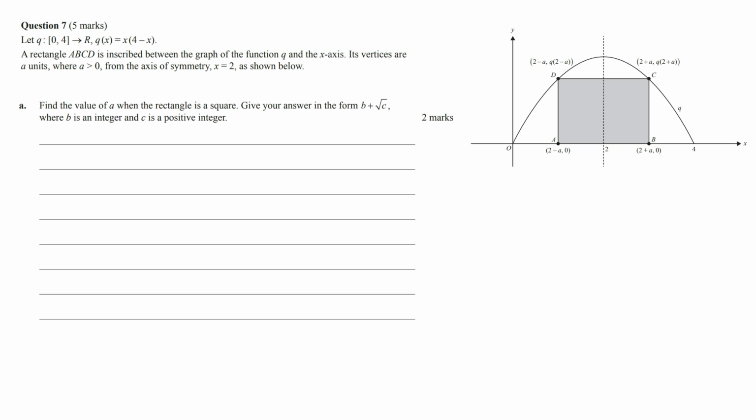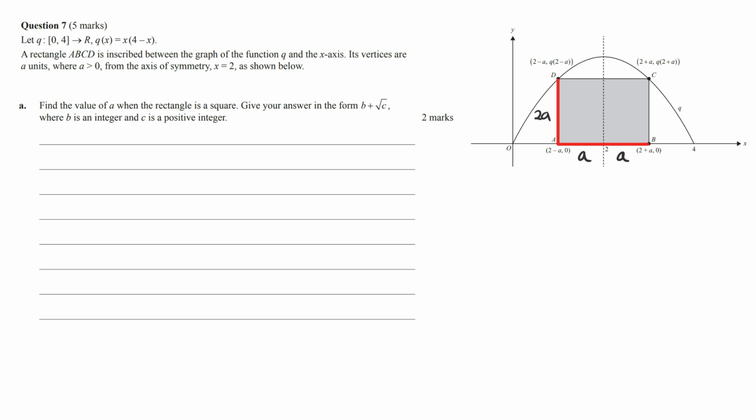Give your answer in the form b plus root c, where b is an integer and c is a positive integer. We're told that the vertices of the rectangle ABCD are a units from the axis of symmetry, which means that these lengths are going to be a units each. If this rectangle is a square, then this means that the height of this rectangle is also going to equal 2a. The height of this rectangle is going to be the y-coordinate of the function q of x when x is equal to 2 minus a.